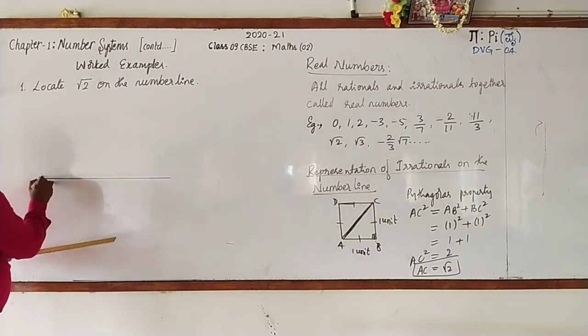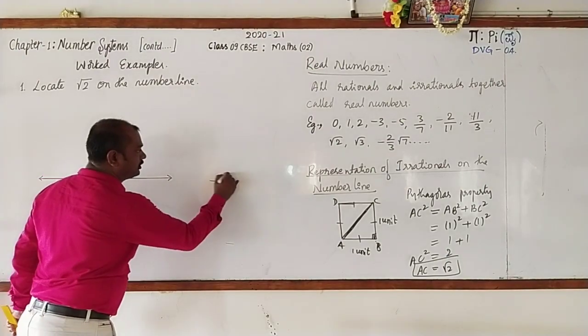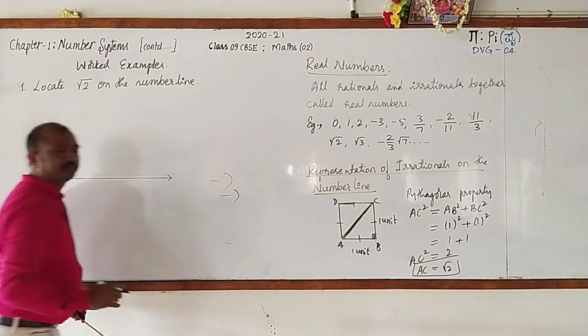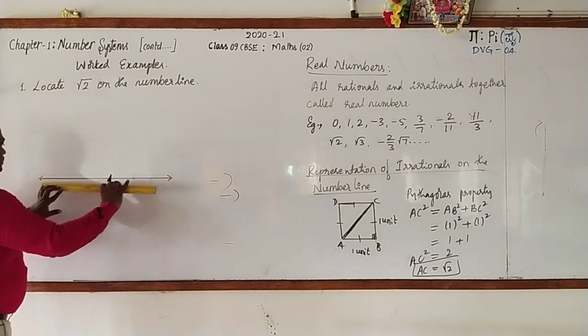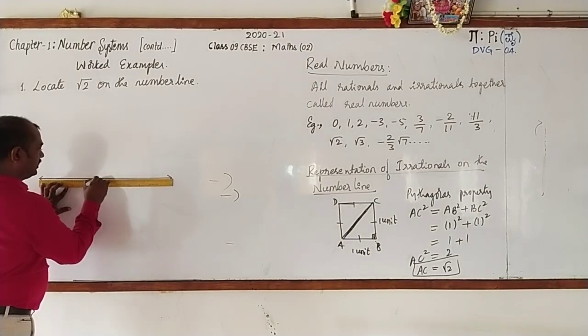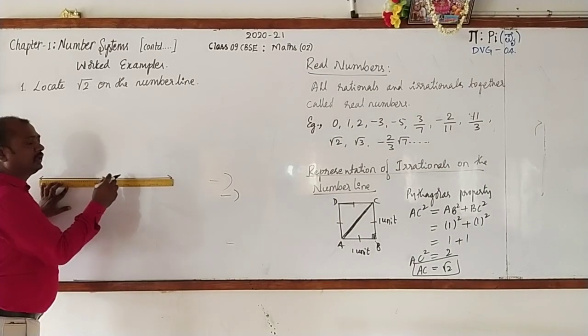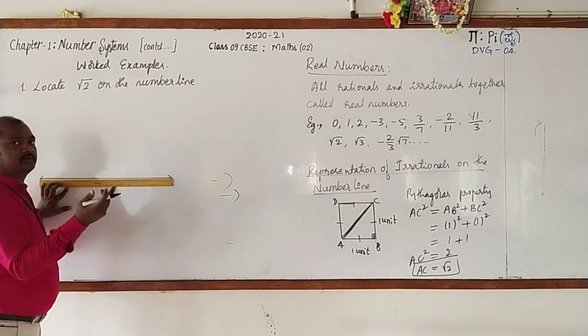Then the arrow mark on either side. Some will go for drawing like this. Avoid this. Next, mark 0 anywhere else. Here I am taking from this point, you can go for marking every unit distances.